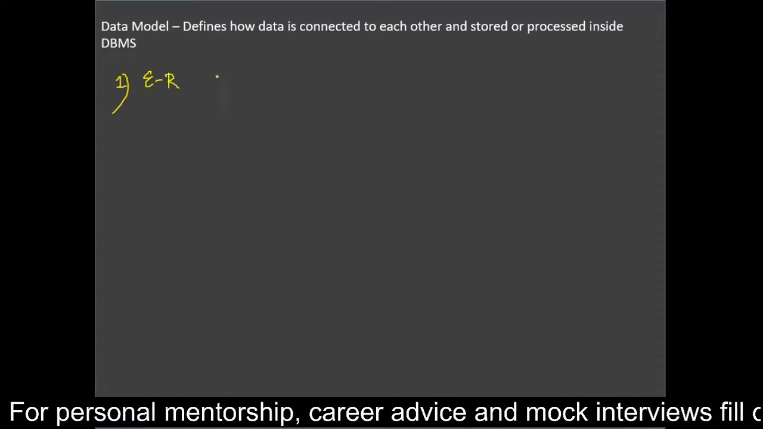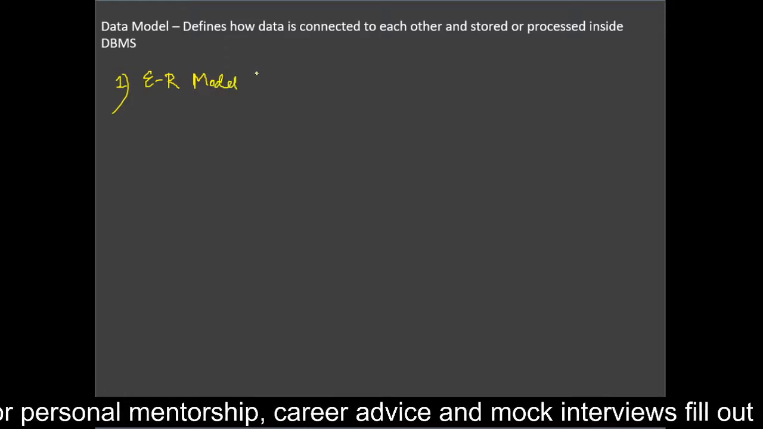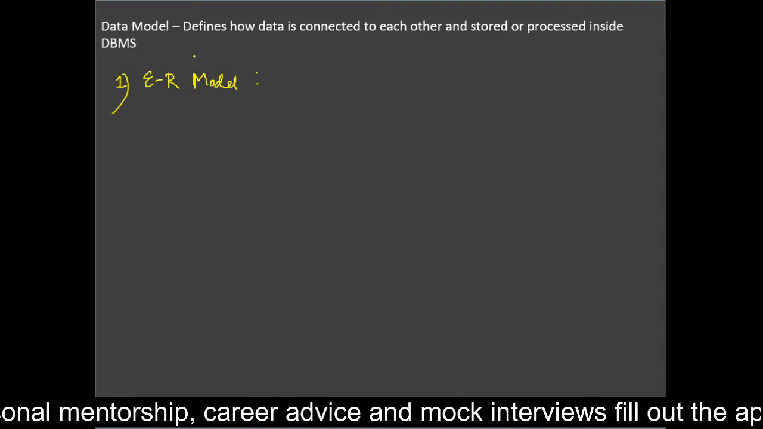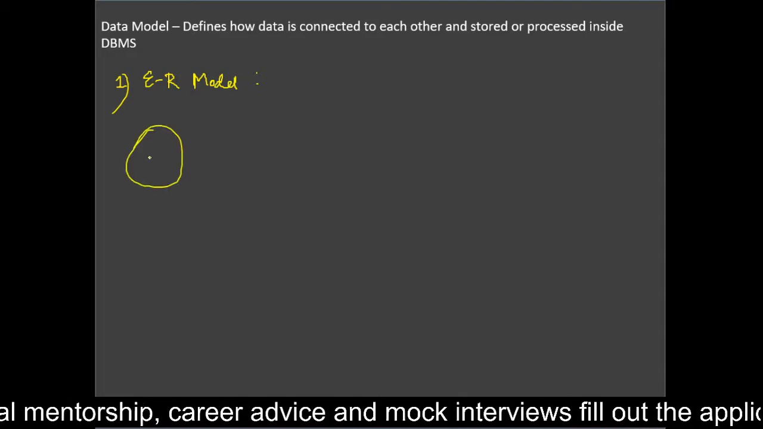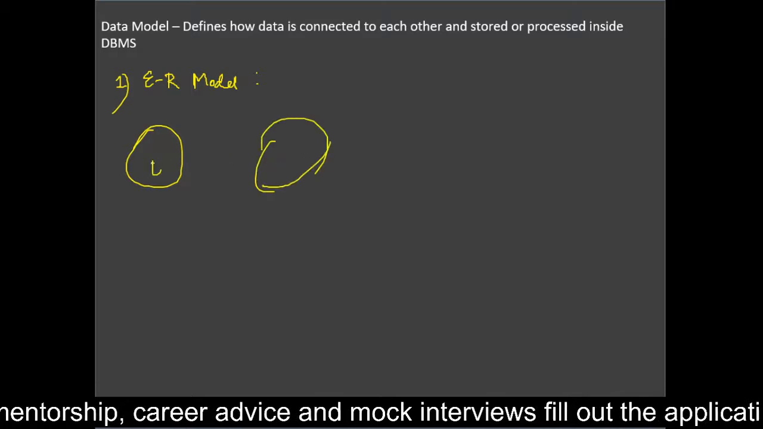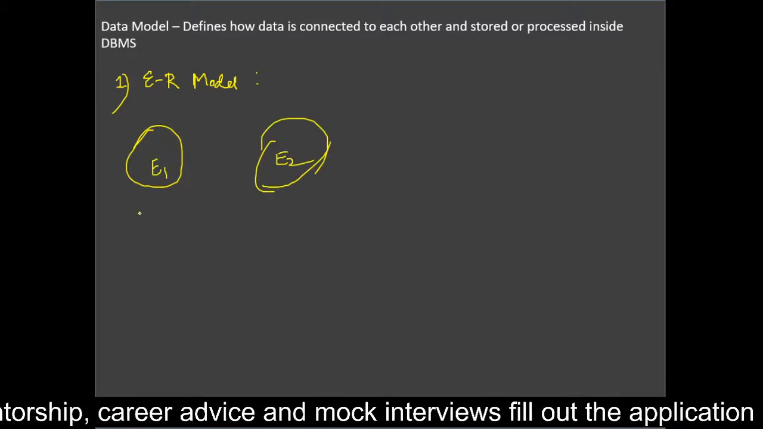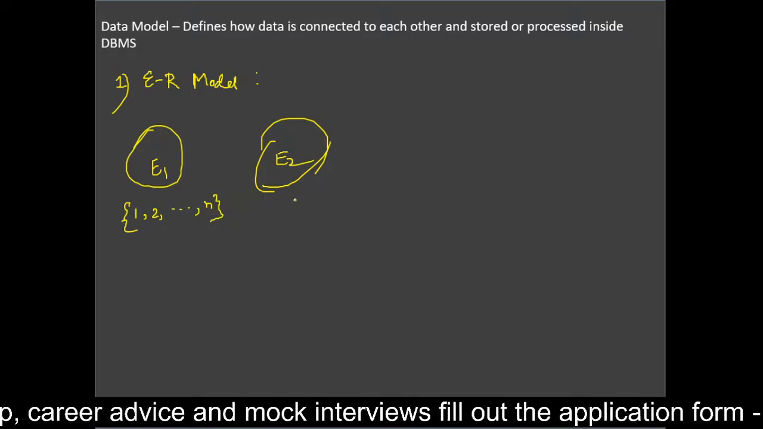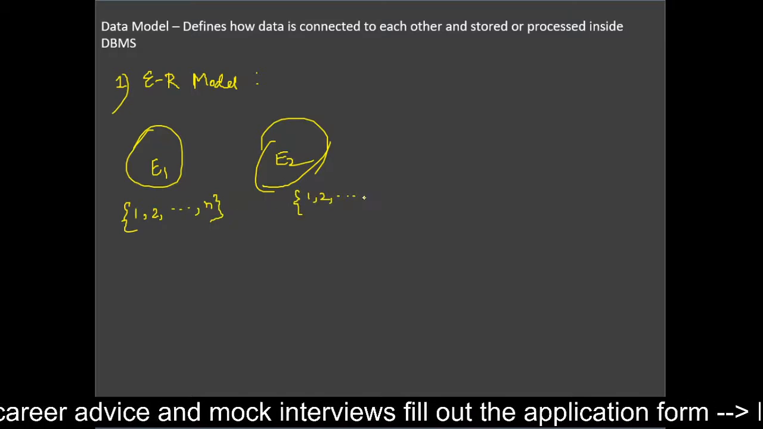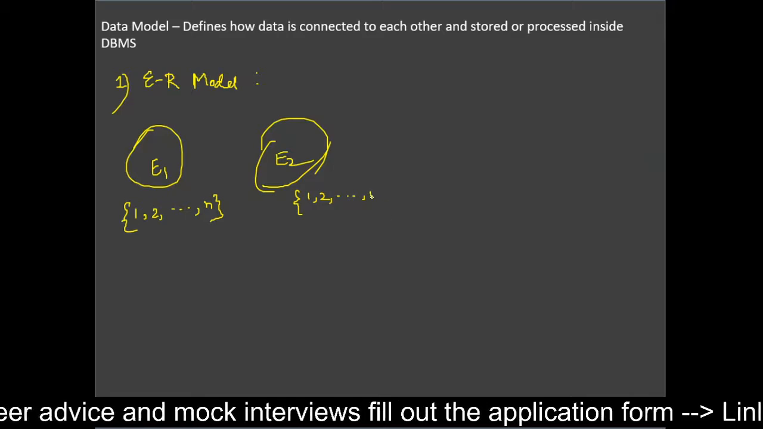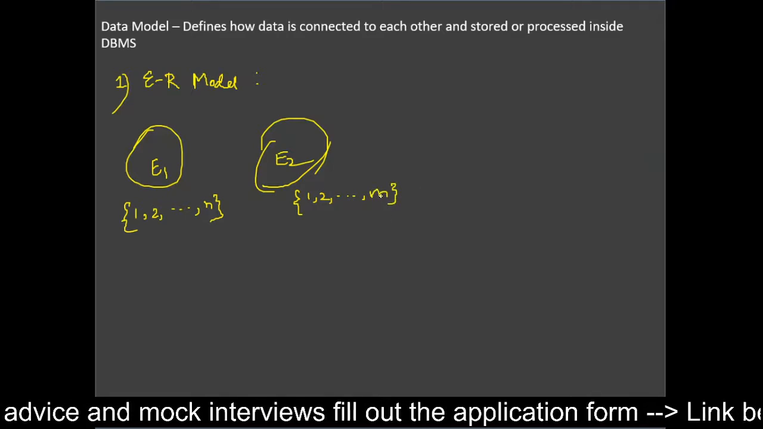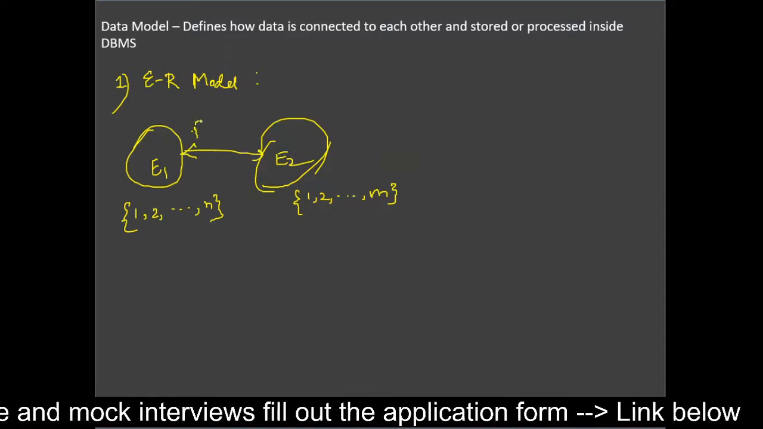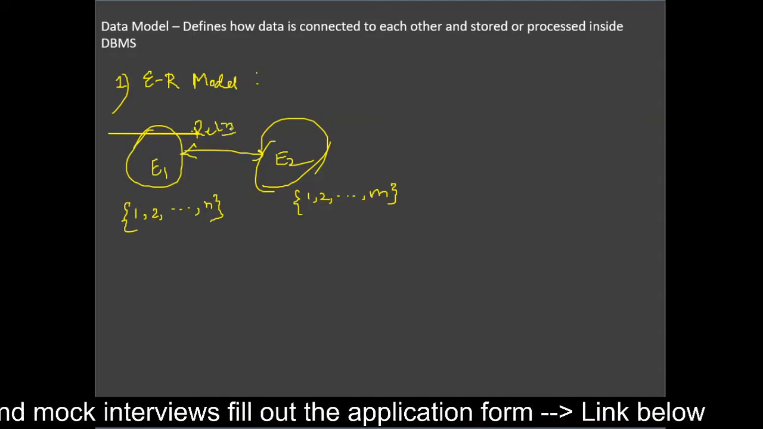The first one is called the entity relationship model, or in short the ER model. In this particular model, we can think of the tables as entities. Suppose there are these two entities, E1 and E2, and each of these entities have a set of attributes denoted by 1 to n, and in this case, let's say 1 to m, right? And there exists a relationship between these two entities. Okay, so this is given by the entity relationship model.